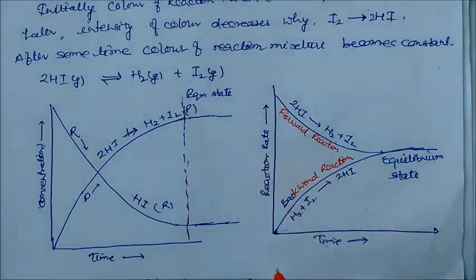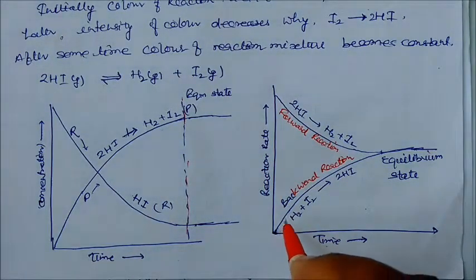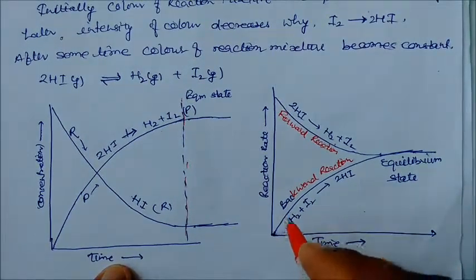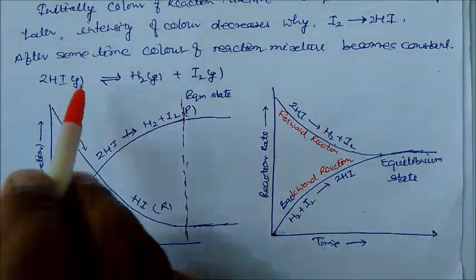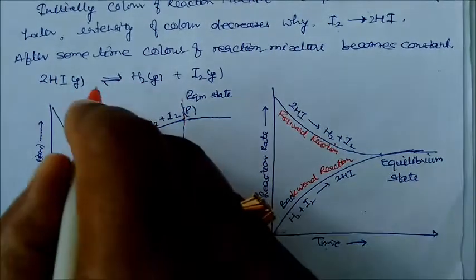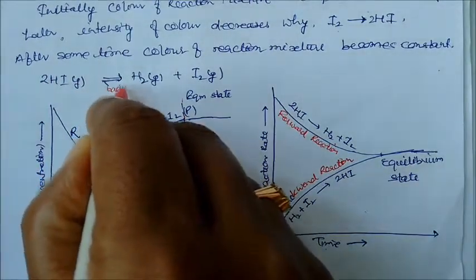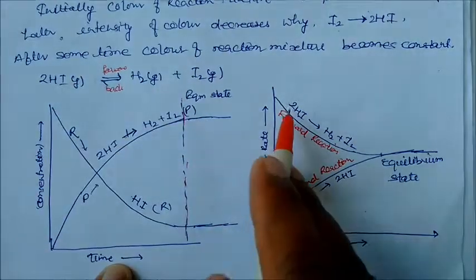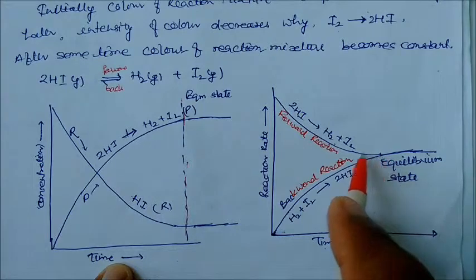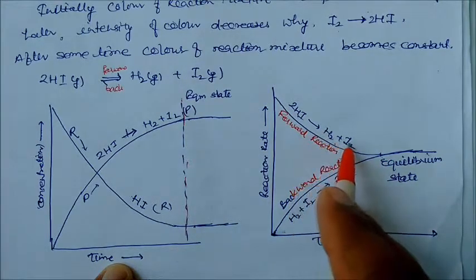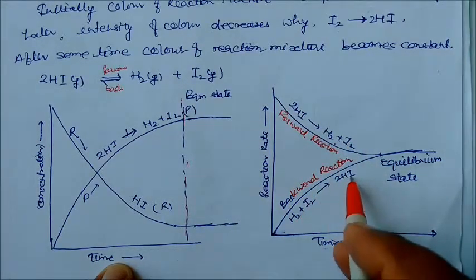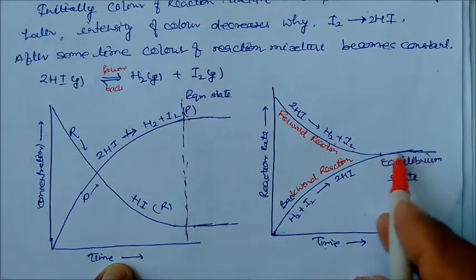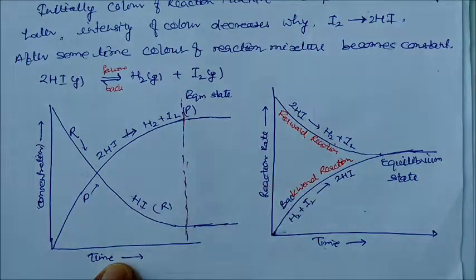In terms of reaction rate and time, we can write it like this. H2 plus I2 converting into HI is the forward reaction, and HI converting into H2 plus I2 is the backward reaction. After some time the rates become constant, so this is again a state of equilibrium.